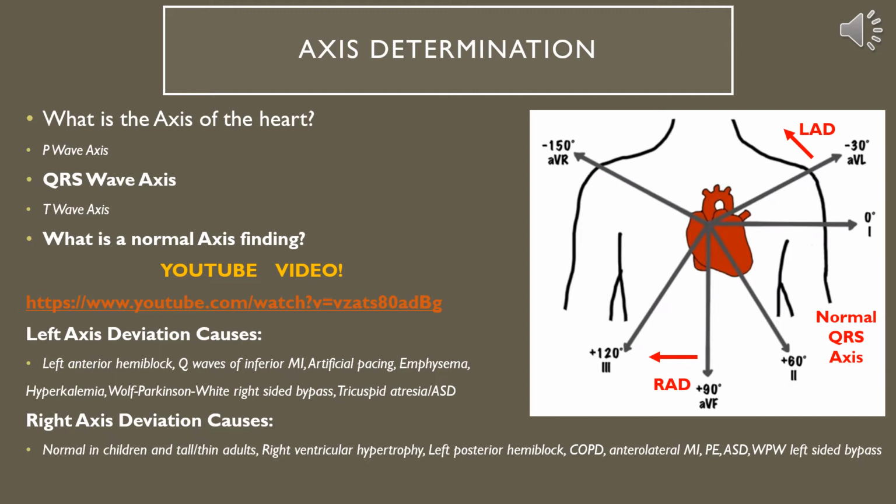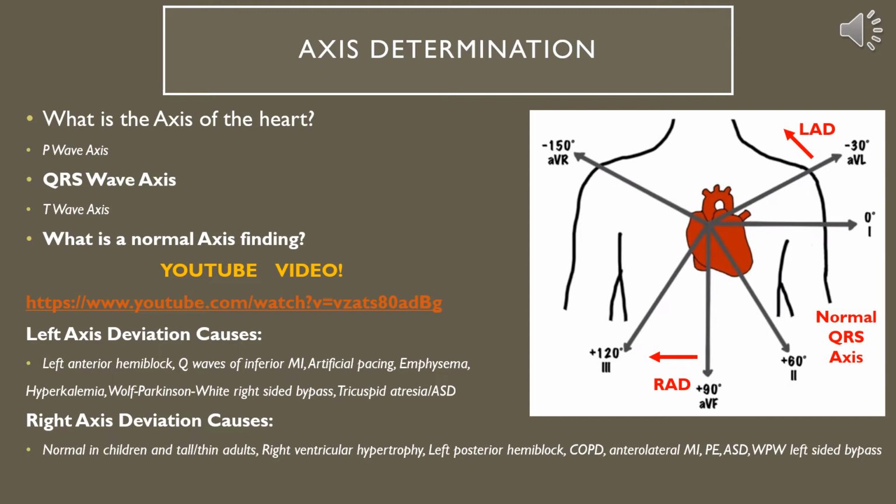For the axis of the heart, you have P wave axis, which is actually lead 1, that first lead that goes from the heart directly to the right over here on this picture at 0 degrees. And you have QRS wave axis, which is that plus 60 degrees lead 2 axis. And these can be helpful in evaluating where along the lines of axis determination you're falling.